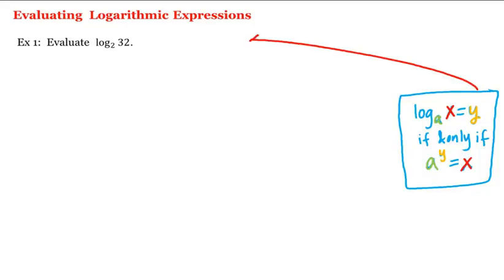Let's apply this here. Namely, let's let y equal log base 2 of 32, which is what we're looking for. And by this equivalence, this means that the base, namely 2, raised to the answer y, is equal to what we're taking the log of, namely 32. So we have to ask ourselves, what power would we need to raise 2 to get 32? And that power would be 5, wouldn't it?